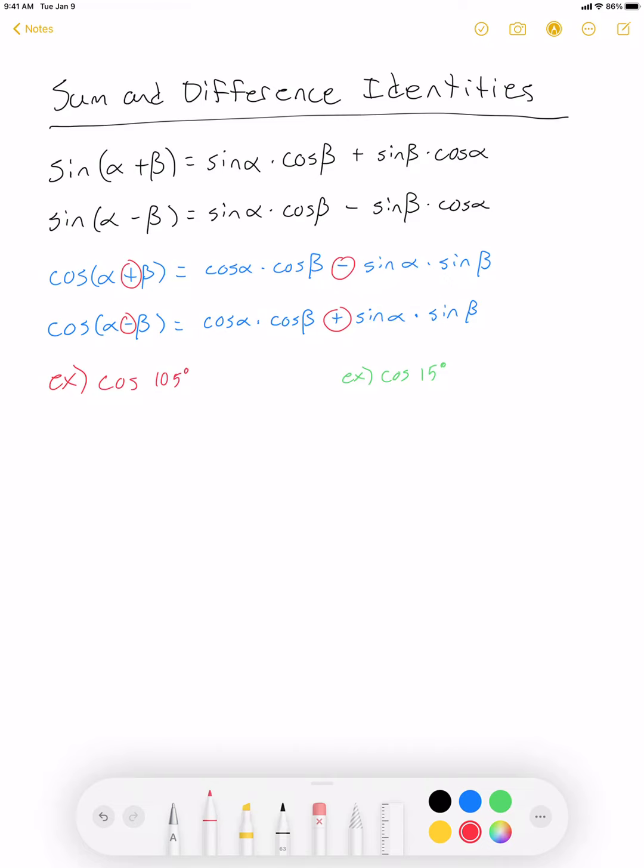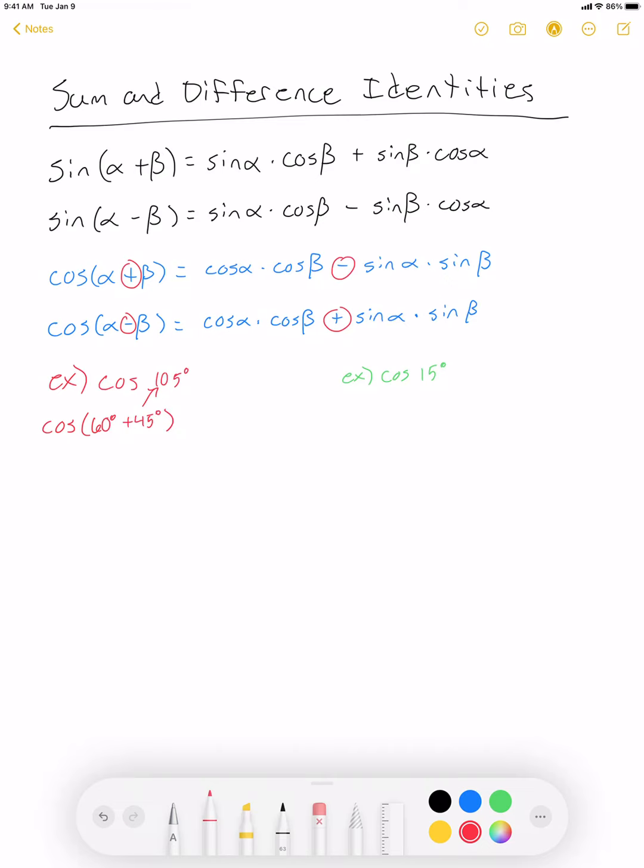Now, similar process. So we have the cosine of 105 degrees. What are two angle measures on the unit circle that either add or subtract to get 105? There are going to be cases where you have both, and it doesn't matter which one you use, whatever comes to mind first or you think is easiest. In this case, I think of 60 degrees plus 45 degrees. So we have cosine of 60 degrees plus 45 degrees, which adds to get us that 105.